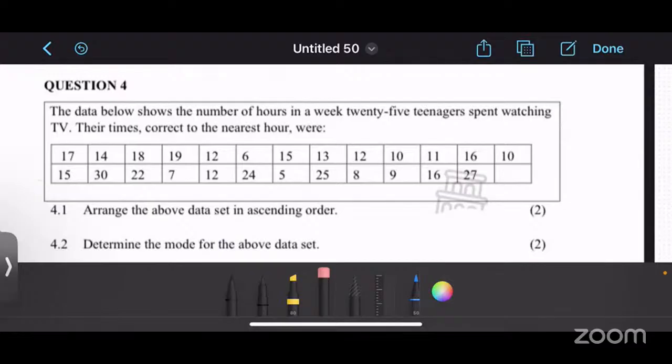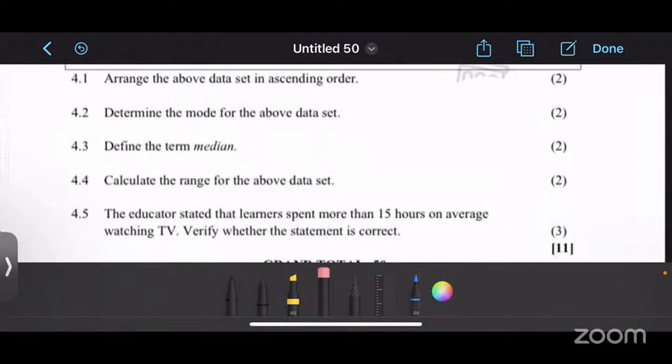Which one is the smallest here in the data that we have been given? 5. Okay, I'm just going to give you 2 minutes. Then 6, then 7, Namta. Then 9. No, wait, there's an 8. Then 9. There's two 10s, 11, 12, and a 12, 13, 14, 15, 15, 16, 16, 17, 18, 19, 22, 24, 25, 27, and 30.